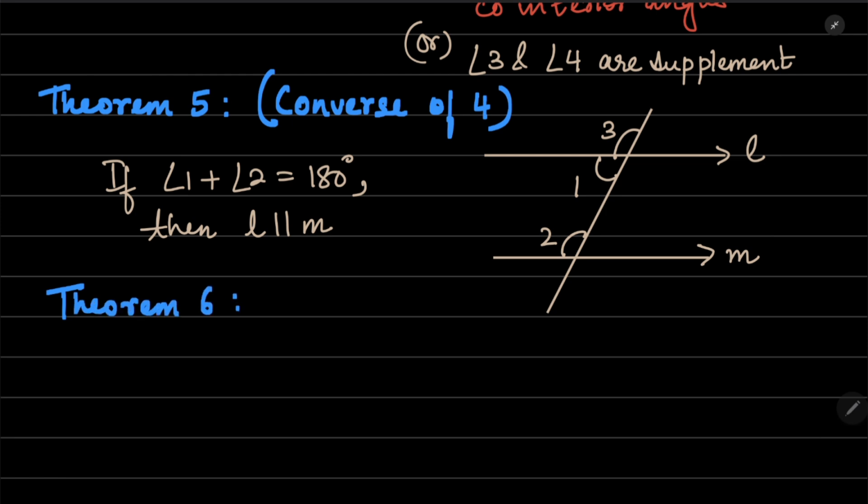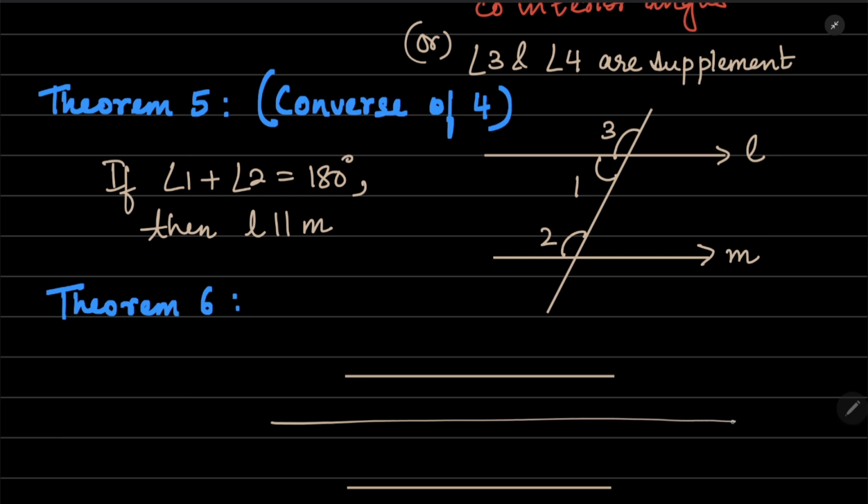Theorem 6. What does theorem 6 state? Suppose I have, again, let me draw two parallel lines, say L and M. Now there is a third line which is parallel to both the other two lines. So for example, suppose this is your L and this is your M and this is your N.